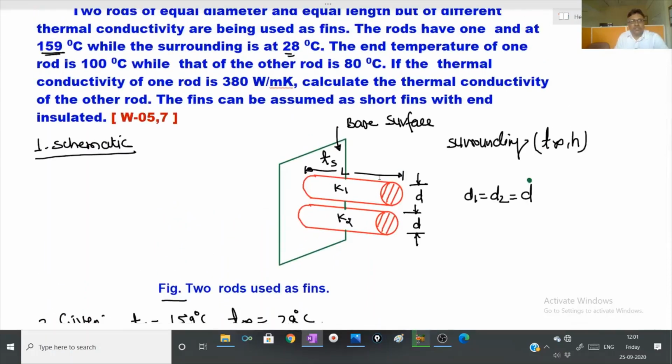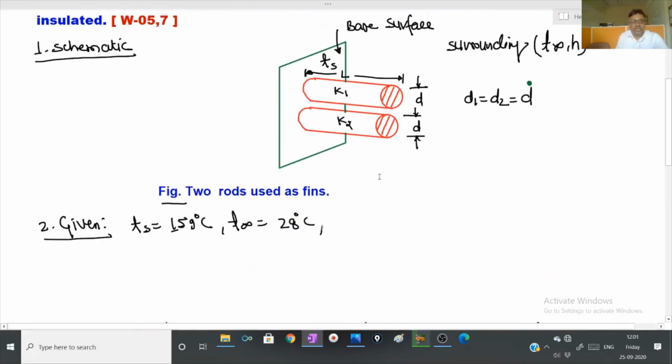The end temperature of one of the rods is 100 degrees Celsius while that of the other rod is 80 degrees Celsius. End temperature means temperature at this end. So TL1 is 100 degrees Celsius for one of the rods, let's say the first rod, and TL2 is 80 degrees Celsius for the second rod.